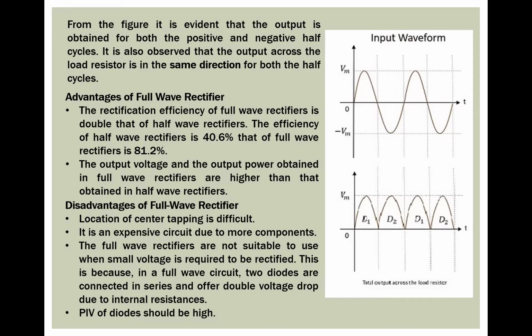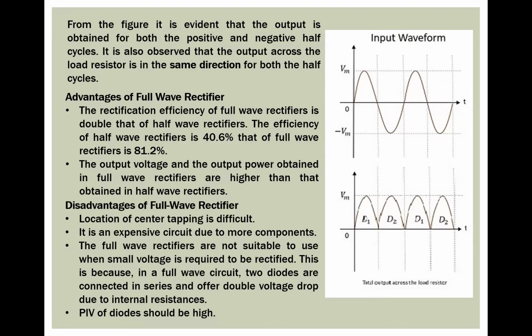Next, coming to the advantages, the rectification efficiency of the full wave rectifier is double that of the half wave rectifier. Why? Because in the half wave rectifier, we are using only a single diode. In the full wave rectifier, we are using two diodes. So the efficiency of the rectifier is double that of the half wave rectifier. The half wave rectifier has only 40.6% efficiency, and the full wave rectifier efficiency is 81.2%. So that is the major advantage of the full wave rectifier.